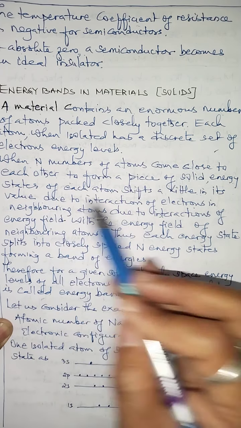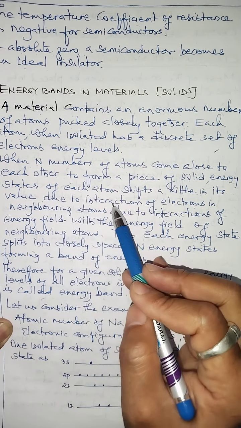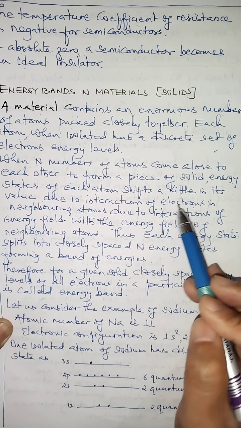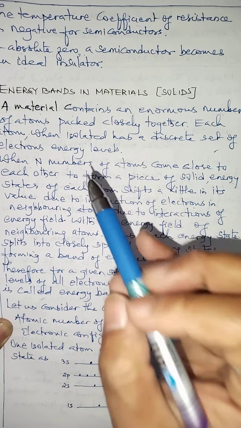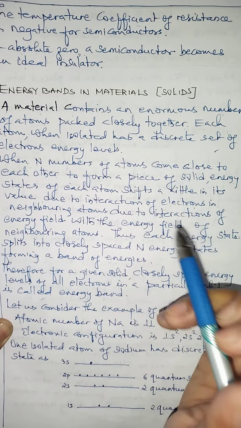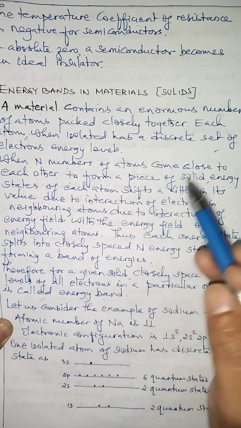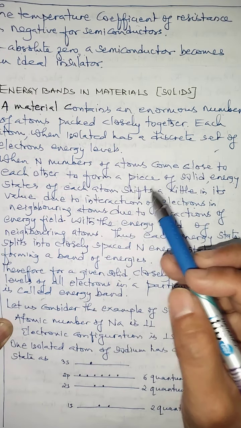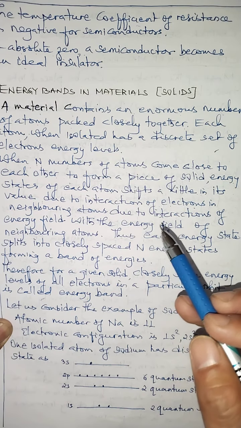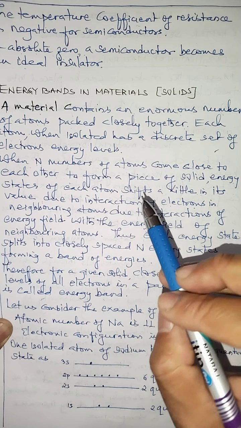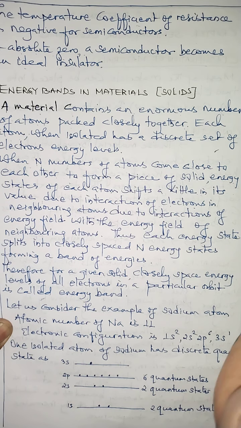Shifts a little in its what? Value. Why? Due to the interaction of electrons in the neighboring atoms. That means when one atom is very close to another atom, there is an interaction between the electrons, and not only the electrons, there is also an interaction between the nucleus and the electrons in the different orbits. Due to that, there will be some modification in the energy which was possessed by the isolated atoms.